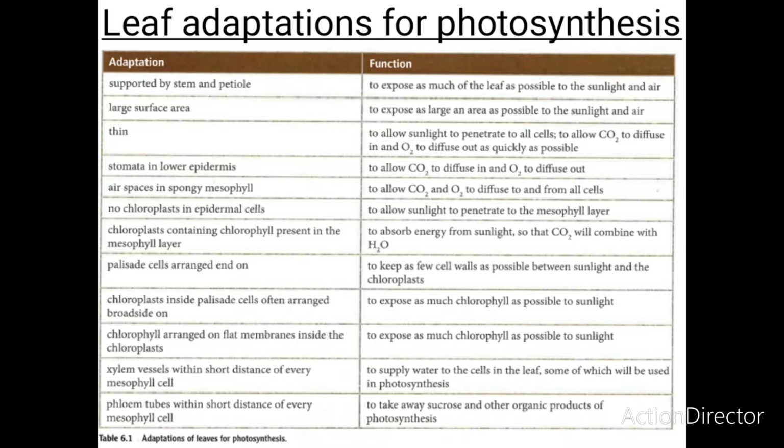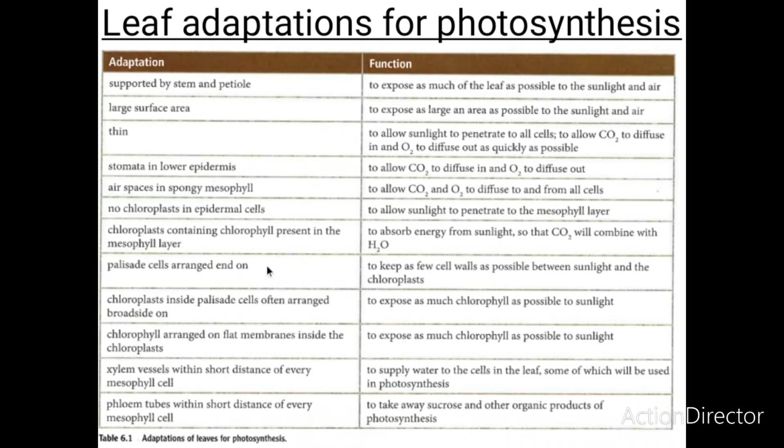There are a lot of stomata in the lower epidermis to allow carbon dioxide to diffuse in and oxygen to diffuse out. There are also a lot of air spaces in the spongy mesophyll layer of the leaf to allow carbon dioxide and oxygen to diffuse to and from all the cells. There are no chloroplasts in epidermal cells to allow sunlight to penetrate to the mesophyll layer. There are also a lot of chloroplasts containing chlorophyll present in the mesophyll layer to absorb energy from sunlight so that carbon dioxide will combine with water.